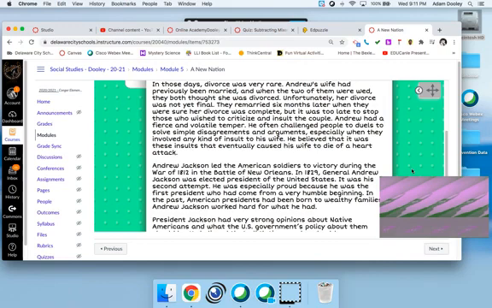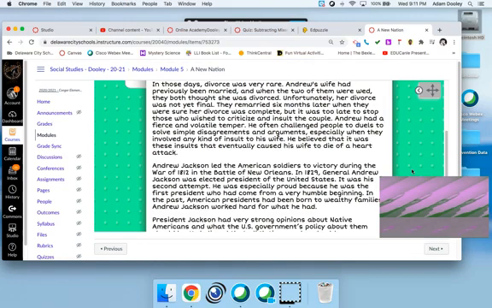Andrew had a fierce and violent temper. He often challenged people to duels to solve simple disagreements and arguments, especially when they involved any kind of insult to his wife. He believed that it was these insults that eventually caused his wife to die of a heart attack. Andrew Jackson led the American soldiers to a victory during the War of 1812 in the Battle of New Orleans.